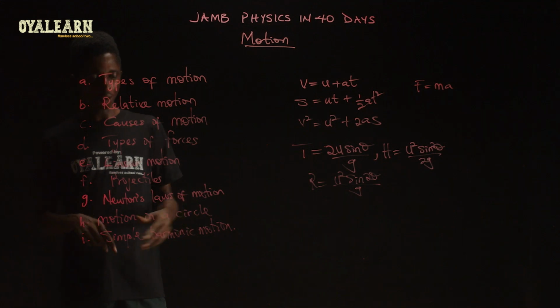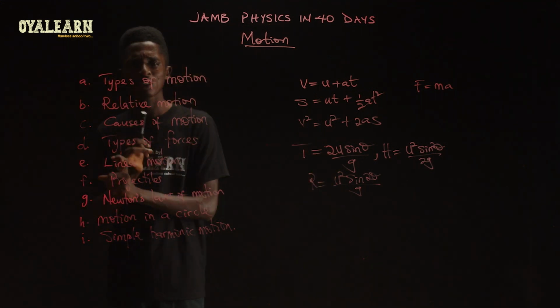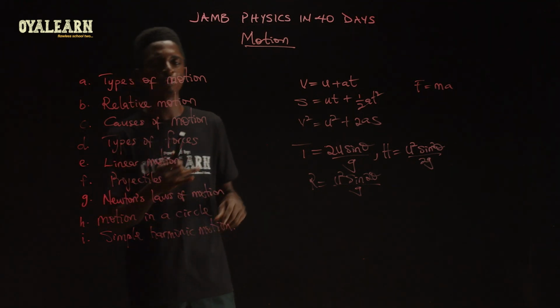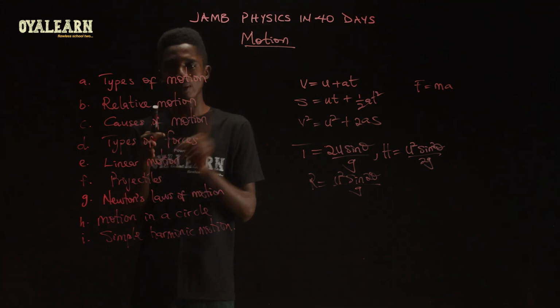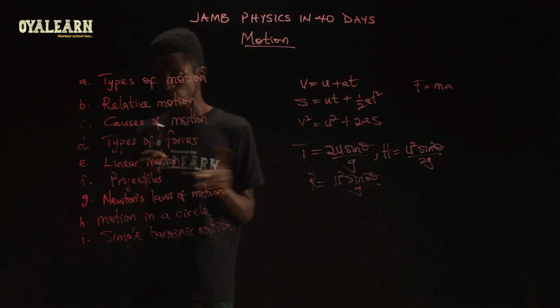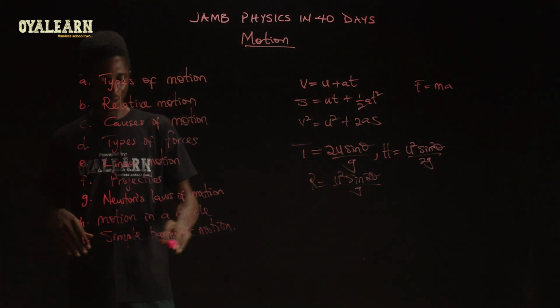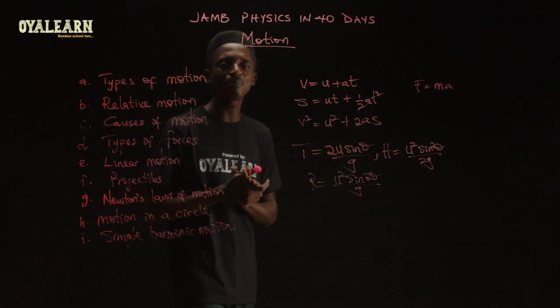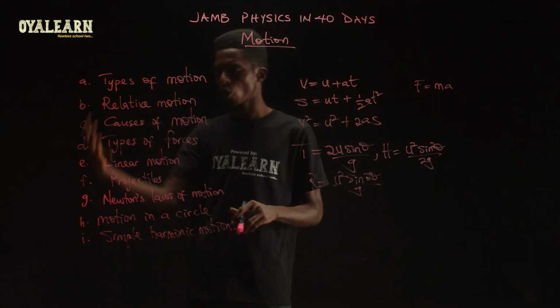Okay, then there's motion in a circle, which is also a type of motion. We're going to look at how you can find velocity when an object is moving in a circle. We're going to look at how to find what we call angular velocity, the centripetal force, and centrifugal forces and things like that. So you can brush up on that. And then finally, you should also learn about simple harmonic motion. There are quite a lot of questions that can come from all of this.